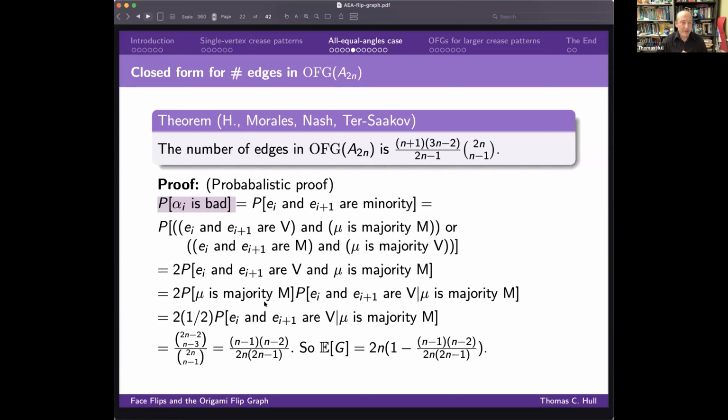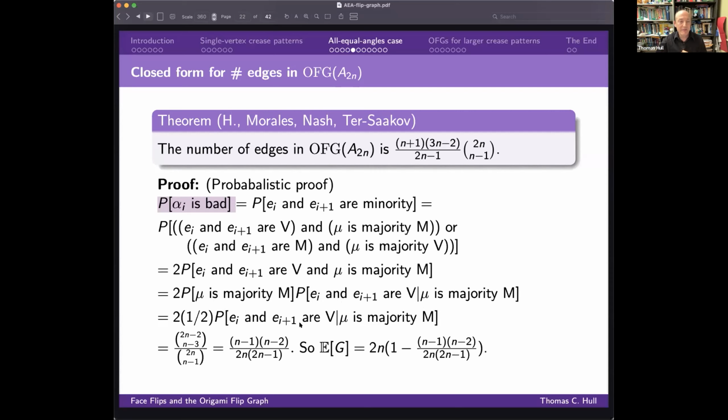Now this first probability is easy, because half of the valid mountain valley assignments are majority mountain. So the probability that mu is majority mountain is just 1/2, because half of them are majority mountain, half of them are majority valley. And so the 2 and the 1/2 cancel out. That's lovely. And then this is something we can actually calculate.